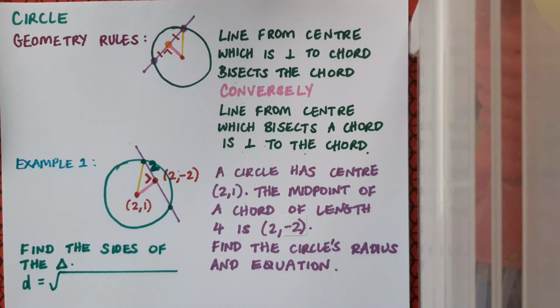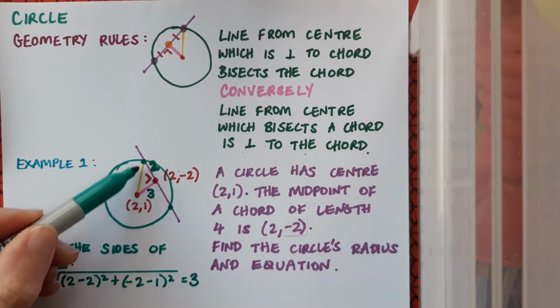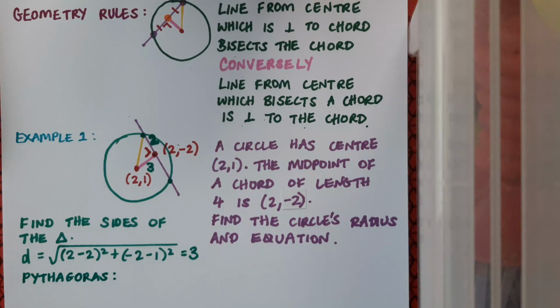So in this case, that distance comes out as 3. And I'm filling that in again into my diagram. So I've got this distance 2, this distance 3, and now I can find the last side simply by using Pythagoras. So again, pause the video here and do that yourself.